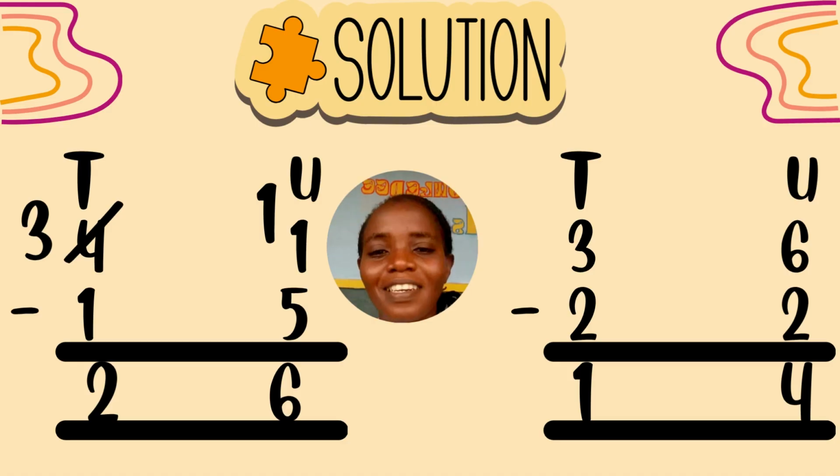Did you get it right? Then the second one, 36 minus 22. Place your numbers under tens and units. Count out 6 and take away 2. Your answer is 4. And count out 3, take away 2. The answer is 1. Therefore, 36 minus 22 equals 14.